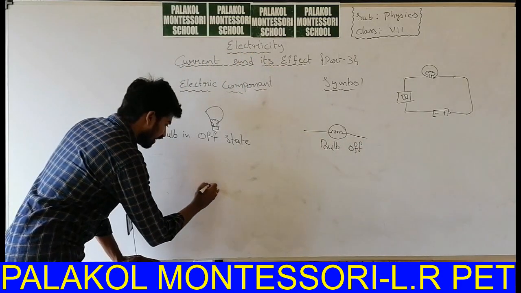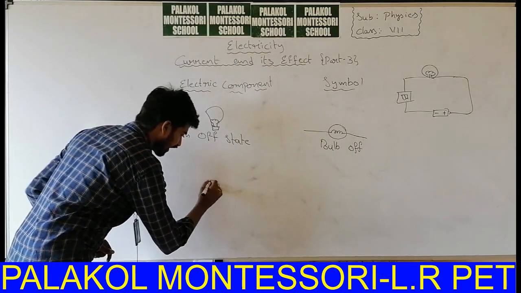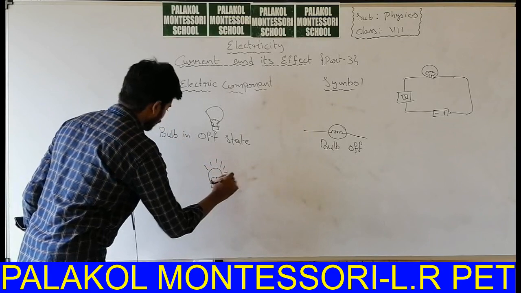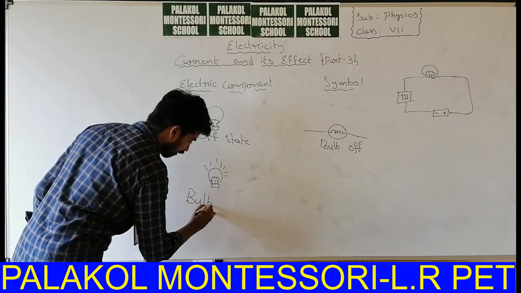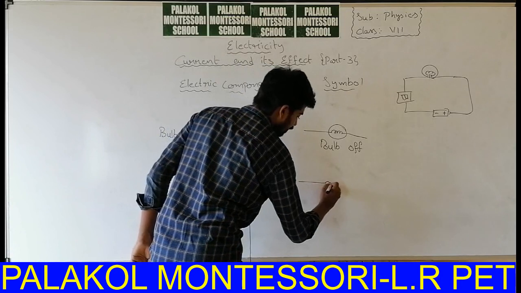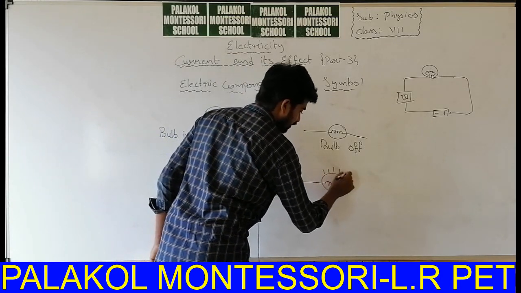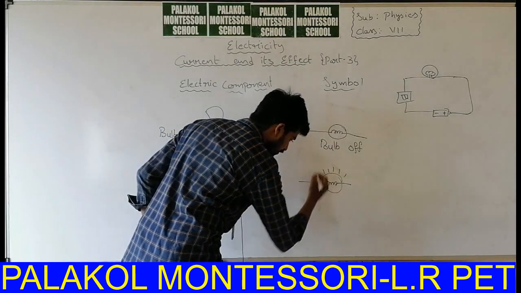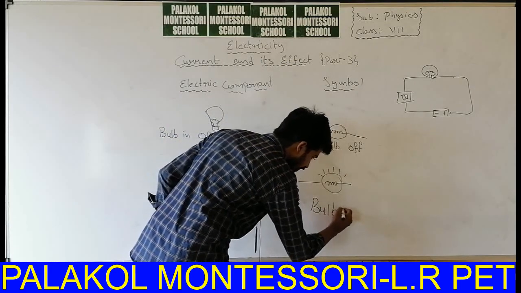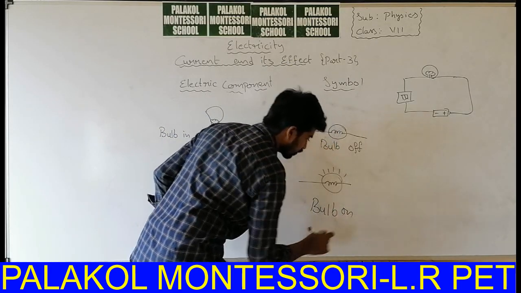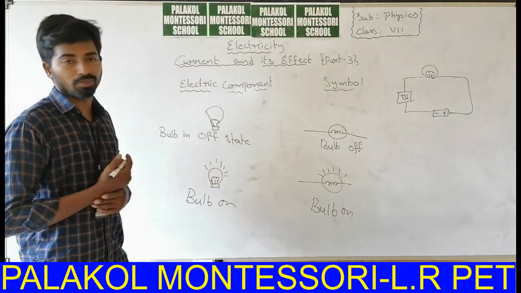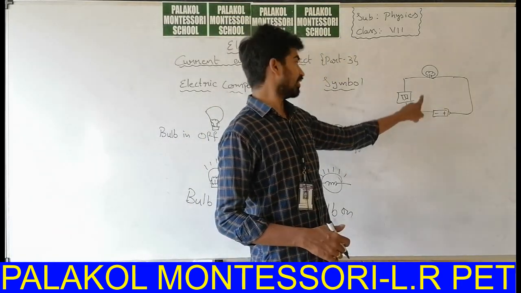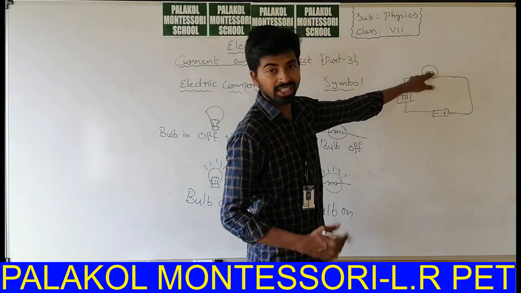If the bulb was on, then you can observe some lighting. The symbol of the bulb on is this one, with some lines. This is the bulb in the off state, and this is the symbol of the bulb in the on state. So these are the symbols of the electric components. It is very difficult to draw a battery like this, and very difficult to draw a bulb like this.